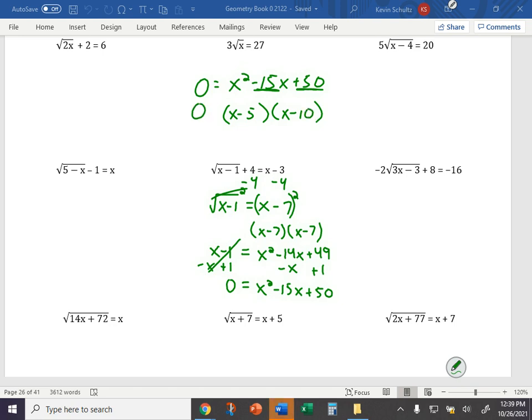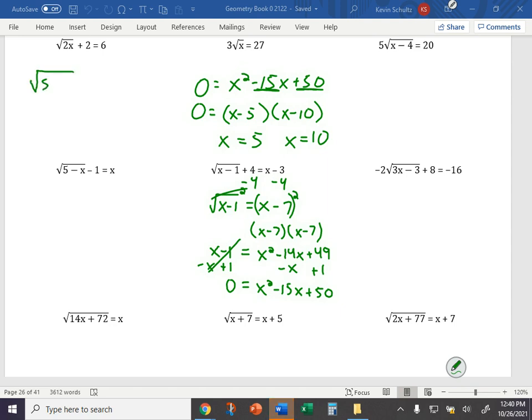So, what are our values for x? x equals what and x equals what? Positive 10 and positive 5. Or does it? Or does it? Okay, let's start with our 5 here.